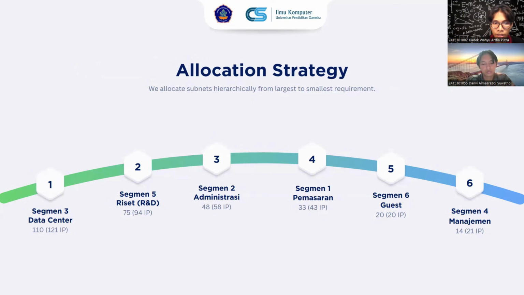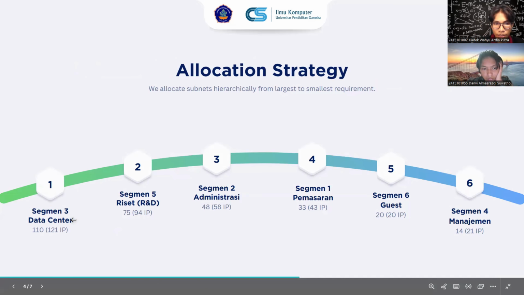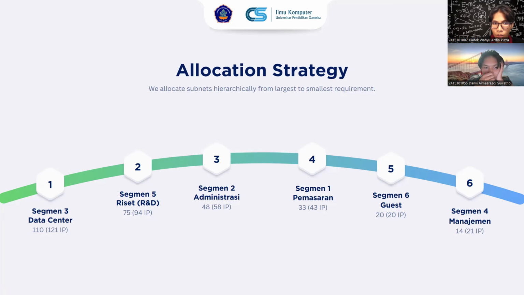Okay, for the allocation strategy, the strategy we utilize is variable length subnet mask or VLSM, and we prioritize the allocation starting from the division with the highest host requirement, especially the data center with 110 initial PC and 121 IP, followed by the smaller divisions like segment 5 with 94 IP, segment 2 with 58 IP, segment 1 with 43 IP, segment 6 with 20 IP, and segment 4 with 21 IP.